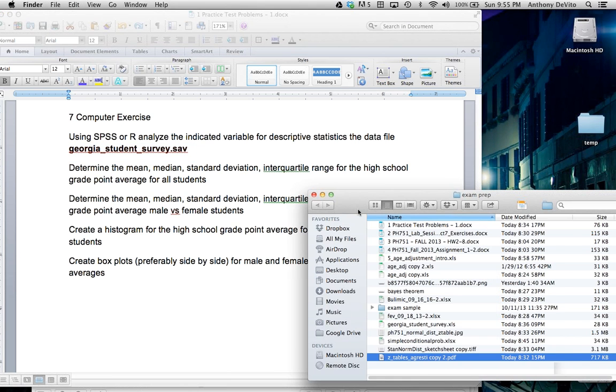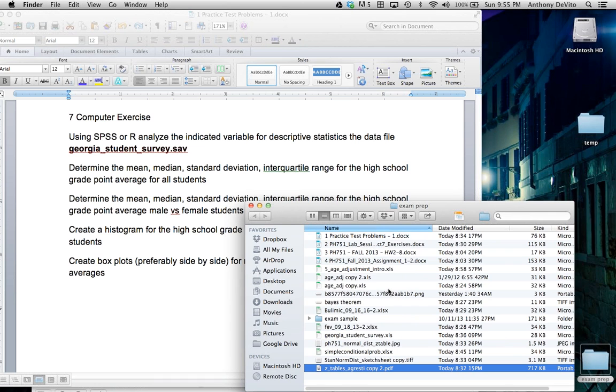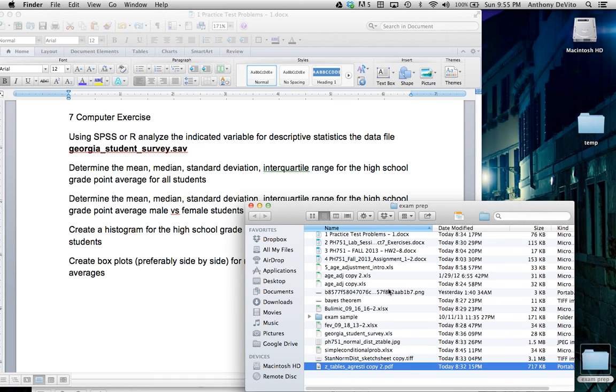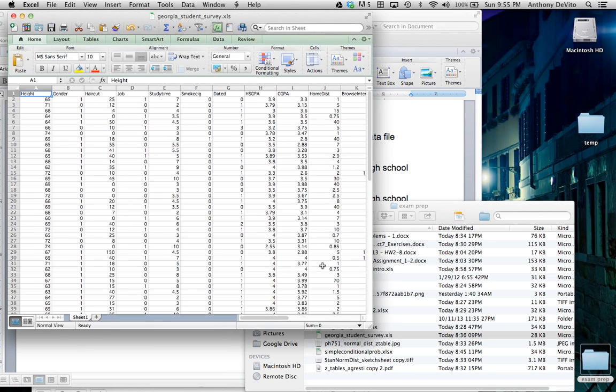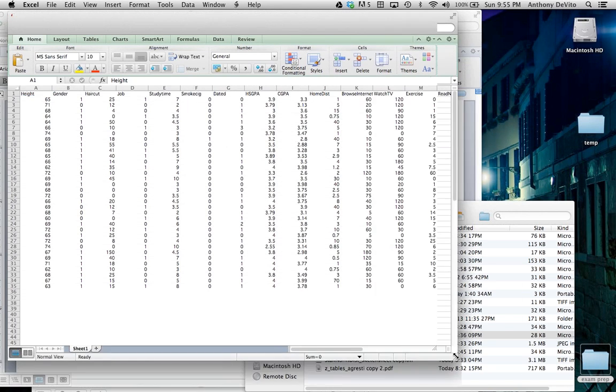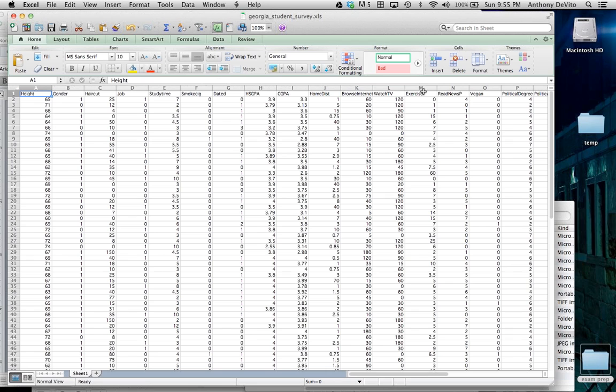Which I have saved on here. We used it a couple of times already for a couple of things, I think. Georgia Student Survey. Well, I have an Excel version of it right here. Here's the Excel version. I'll take this excuse to show you something else.